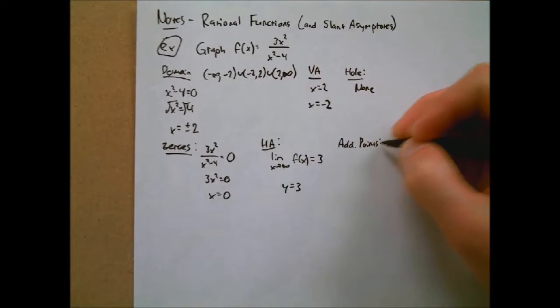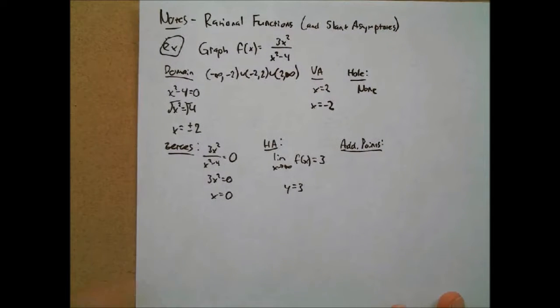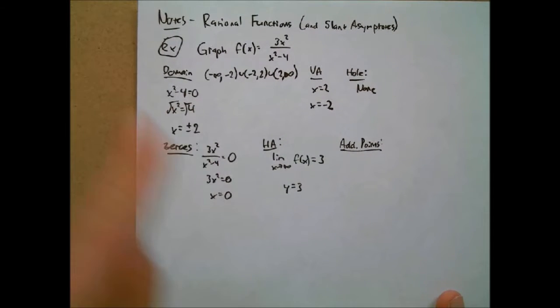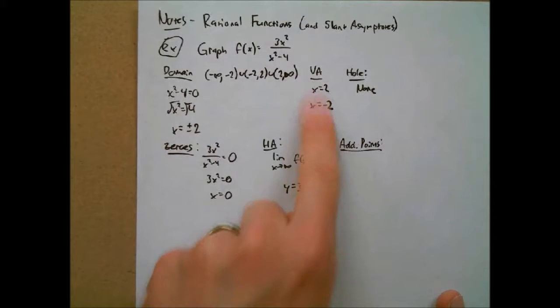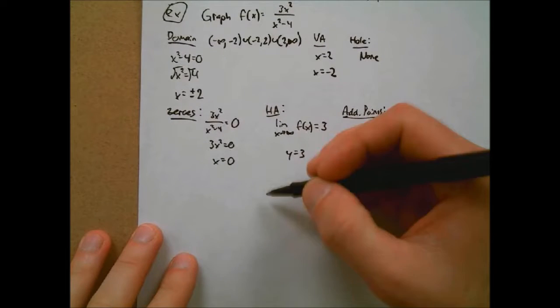Okay, see if we need to come up with any more points here. All right? So I have a horizontal asymptote at y equals 3, a 0 at 0, and then vertical asymptotes at 2 and negative 2. So I could probably focus more on the first 2 quadrants there, but we'll see. So I'm just going to kind of sketch this out.